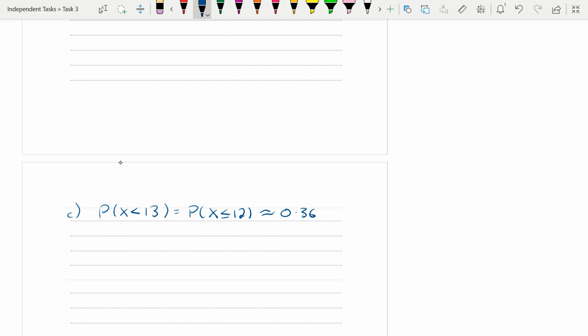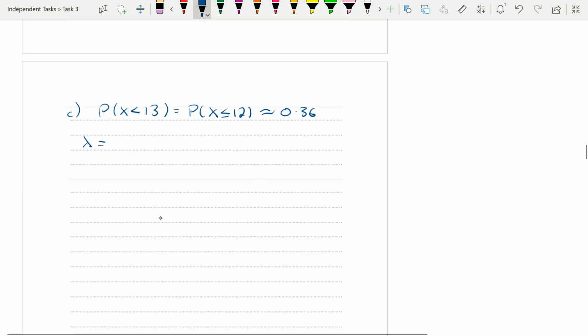So I'm going to use 12, and then I'm going to pick different lambdas to use here. Okay, now it has to be bigger than 11 because they told me that the average was bigger. So let's try 12 and let's see what it comes out as. If I do the probability of x being less than or equal to 12 when lambda is 12, I get 0.575, which isn't close to 36.